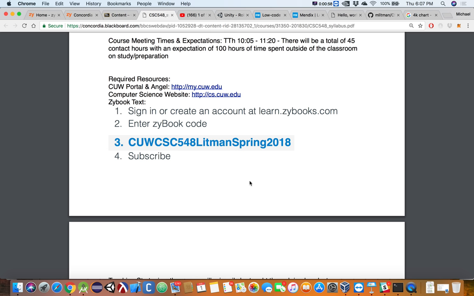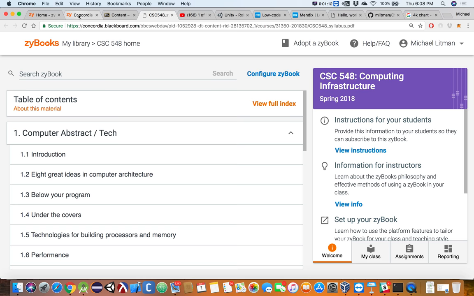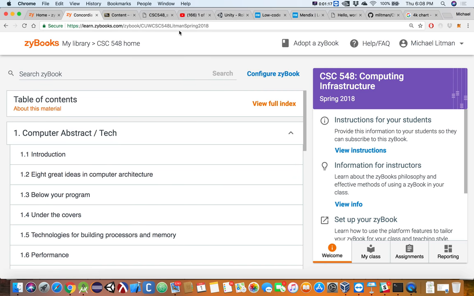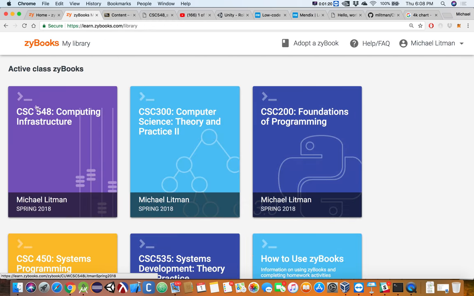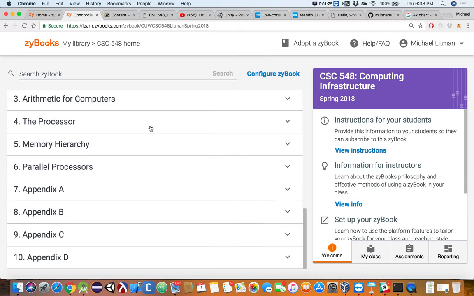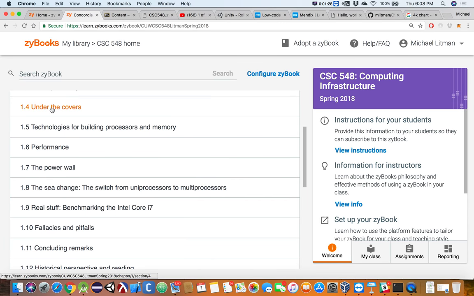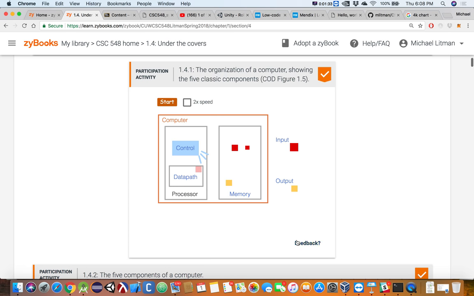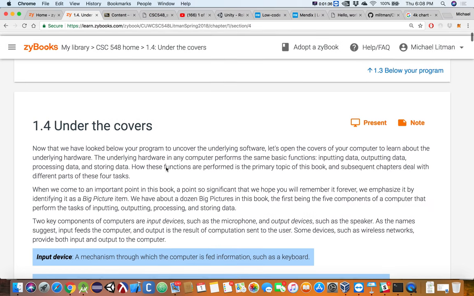All right, so we do have a textbook for this class. It's an online textbook from a place called ZyBooks. If you go to zybooks.com, there's a code you put in, this one right here, and then you subscribe. It's probably 65 or 70 bucks or something like that, but it's a completely interactive textbook. We'll be referencing it some today, but it'll look like this once you're here. When you first go into the class, you'll see 548 computing infrastructure. Then in here, you have all these different chapters, but it's interactive. There are things that you can drag around. It's a good book. I've used this several times before.